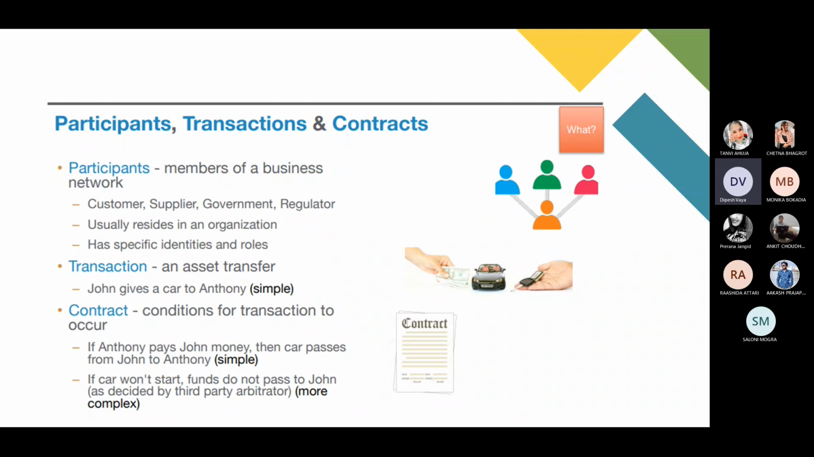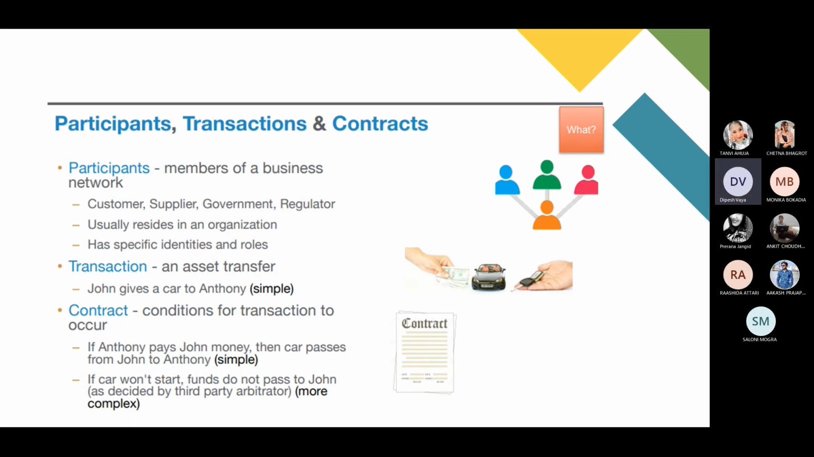And all participants can do transactions. And what is a transaction? A transfer of an asset. For example, if John gives a car to Anthony, it is a transaction. If he is giving something, transacting something, transferring something, it's a transaction. Yes or no? Yes, sir.